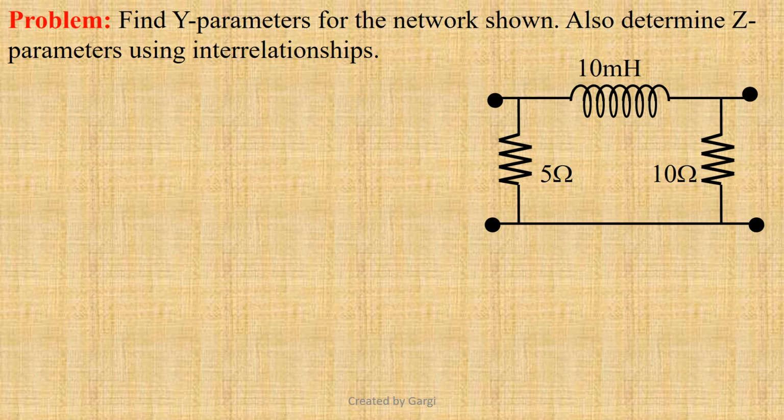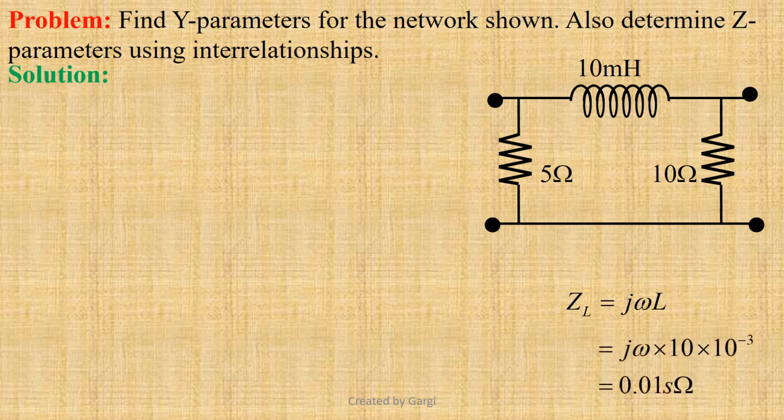Let us now solve a couple of numerical problems to implement the interrelationships developed so far. We have to find Y parameters for the pi network shown. Also, we have to determine Z parameters using interrelationships. The impedance offered by the inductance ZL equals j omega L, that is equal to 0.01 S ohm, where S equals j omega under steady state condition.